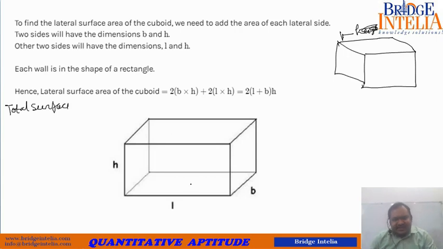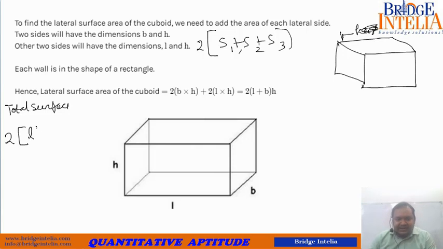There are 6 surfaces. Out of 6 surfaces, there are basically 3 surfaces and their partners. So 3 different types of surfaces: surface 1, surface 2 and surface 3. Each comes 2 times. So the total surface area is twice the sum of these 3 surfaces. That's why you must have seen the formula: twice of length into breadth plus breadth into height plus height into length. Because when you are finding total surface area, you are considering all the 6 surfaces.